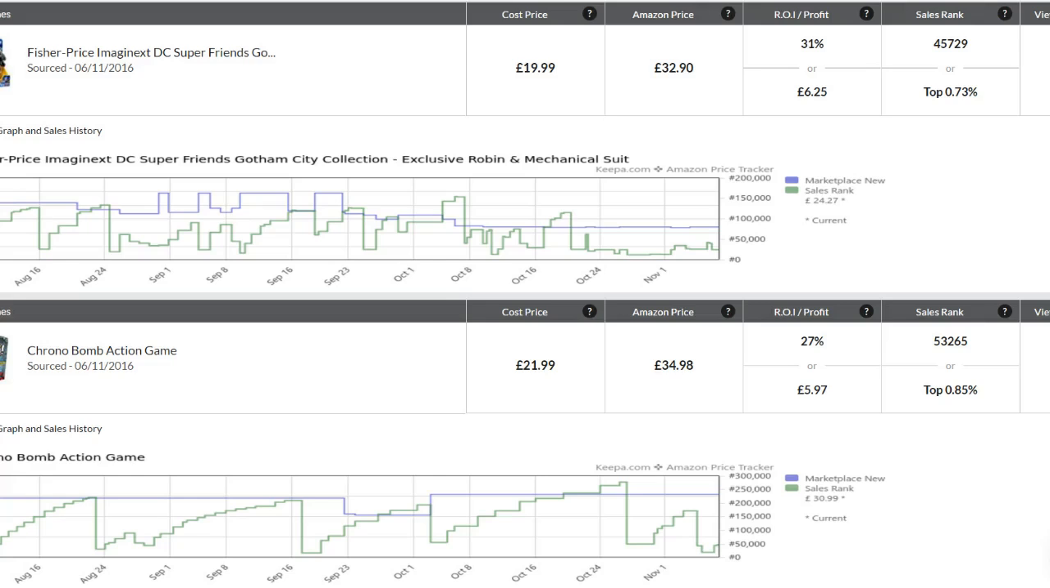Start by looking at the latest product. You'll see the basic details along with some historic data from the Keeper statistics. This shows the Amazon and marketplace prices over the past few months and the sales rank. These details help to illustrate the price and rank trend. Are prices stable? Is the sales rank declining?